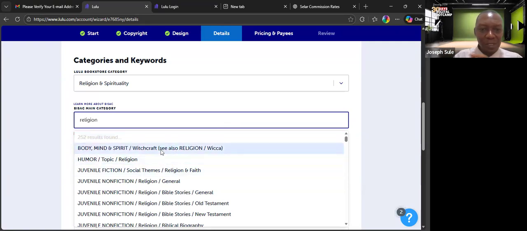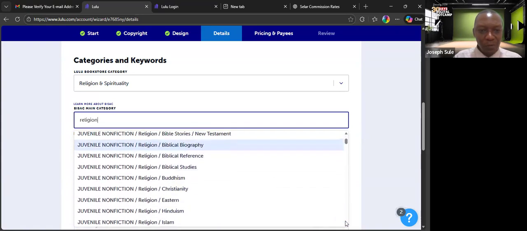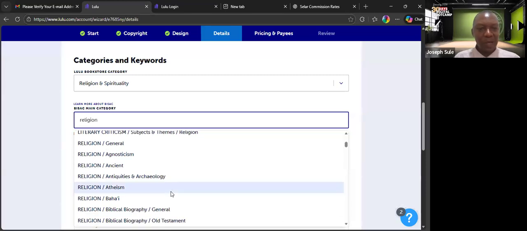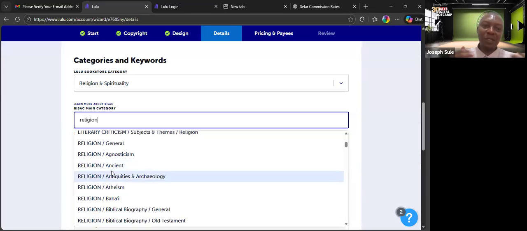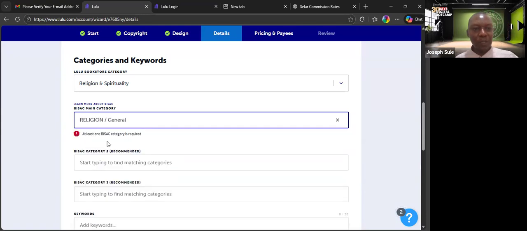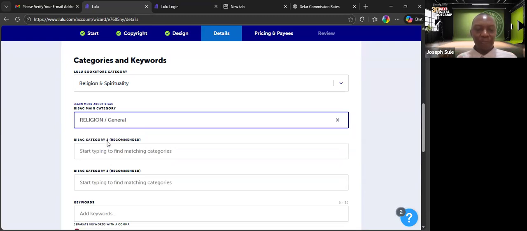asking me, is this your book? Is it about body, mind, and spirit, witchcraft, and all of that? Say no. Is it written for juvenile? Is it a fictional religious book for juvenile, for young people? No. And I will keep going down for something that, okay, I find religion general. So I can say, yes, this book is about religion in general, because the Holy Spirit still comes under any topic of religion. So I'll select this.